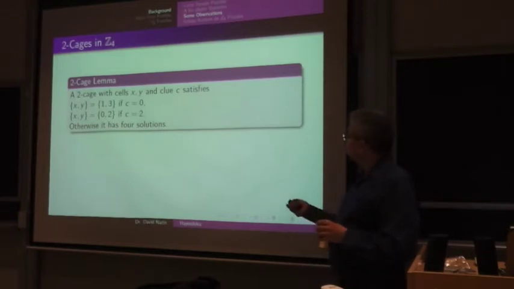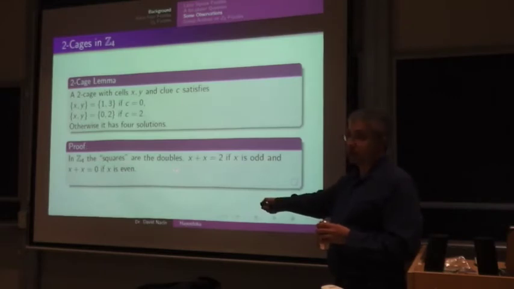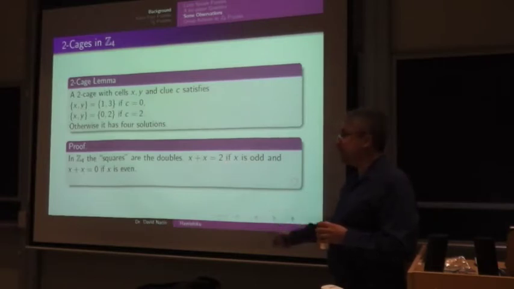Here, the product is going to be addition over Z4, so the squares are actually doubles. Right? So x plus x happens to be equal to 2 if x is odd, and 0 if x is even. So we lose 2 solutions in the 0 case, and we lose 2 solutions if the clue is 2. Now, if the clue happens to be odd, we're still going to have a full 4 solutions. I'm going to call this the 2-cage lemma. Basically, it gives us a quick way of determining what the entries are in the case that we have a 2-cage with an even clue.